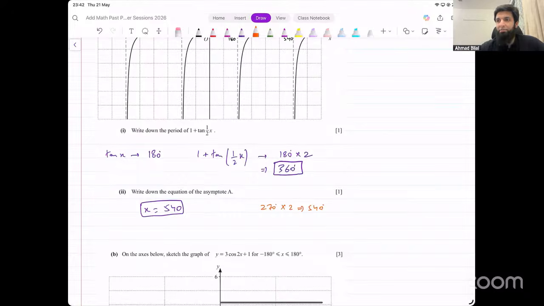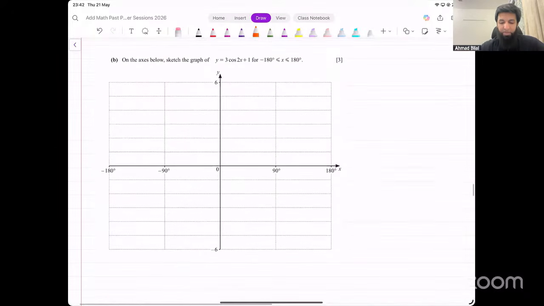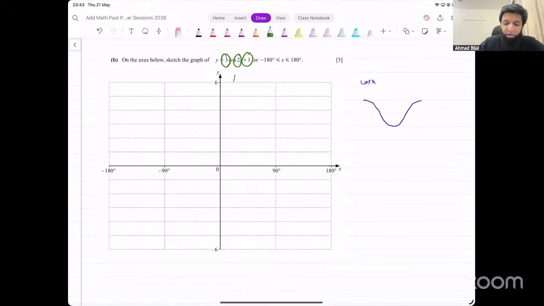Now, they're saying, on the axis below, sketch the graph of y equals 3 cos 2x plus 1 for x between negative 180 and plus 180. Now, if it was a non-calculator paper, we would think of the cos x graph. This is what it looks like. Then we would think of transformations: the graph moves 1 unit up, its amplitude is 3, its period gets divided by 2. So it gets compressed by a factor of 2, or stretched by a factor of 1 over 2 horizontally.